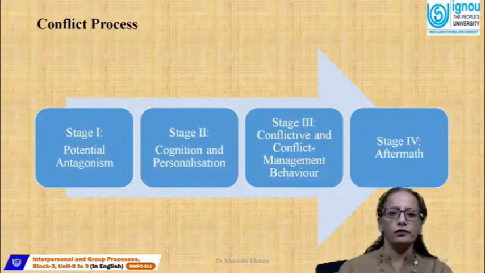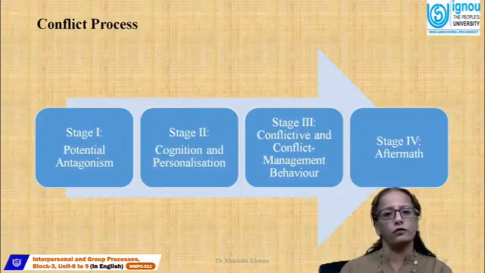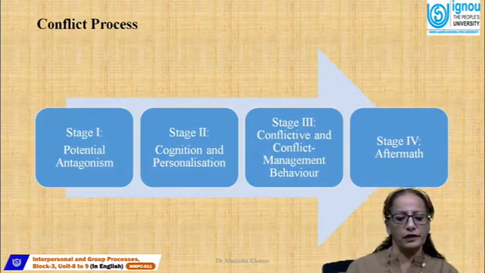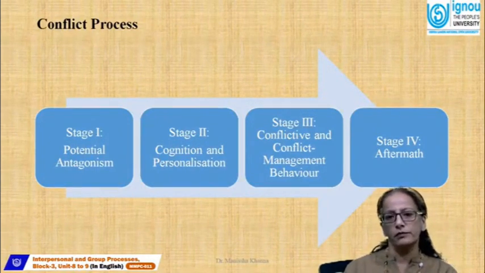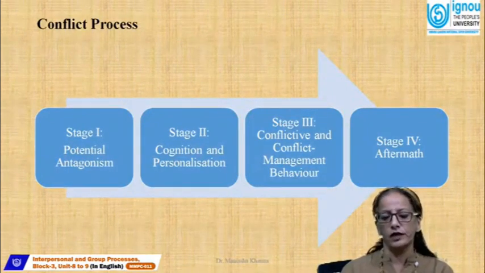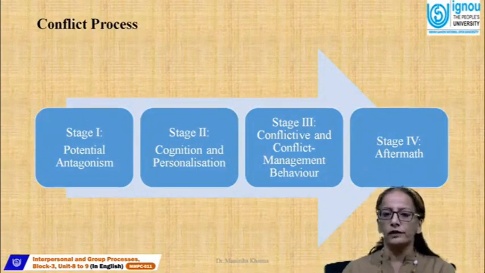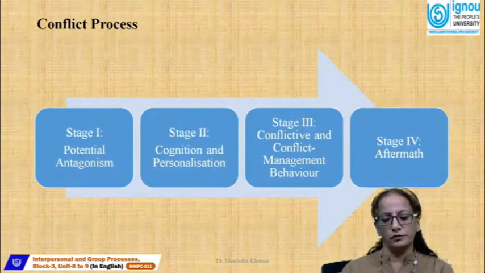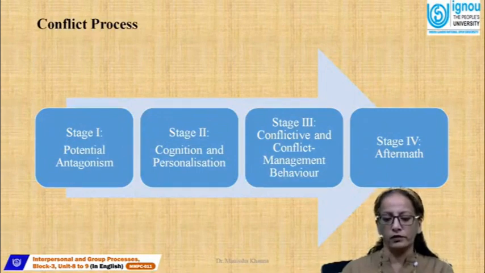So there are different stages of the conflict process. First is potential antagonism. Then comes cognition and personalization. The third stage is conflict and conflict management behavior, and the final stage is aftermath.